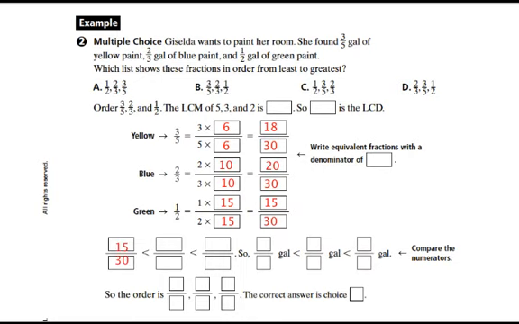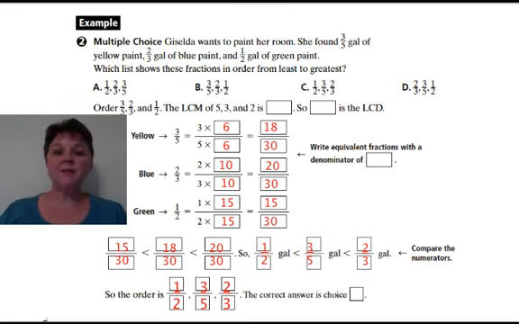15/30 is the smallest fraction, 18/30 is in the middle, and 20/30 is the largest fraction. We can then rewrite them in their simplified form. So 1/2 gallon is the smallest amount, 3/5 is in the middle, and 2/3 is the largest amount of paint. So the order is 1/2, 3/5, and 2/3. So the correct answer choice is C.